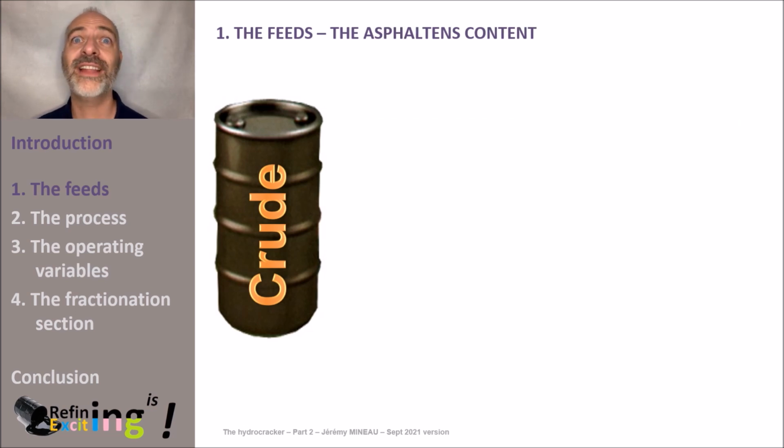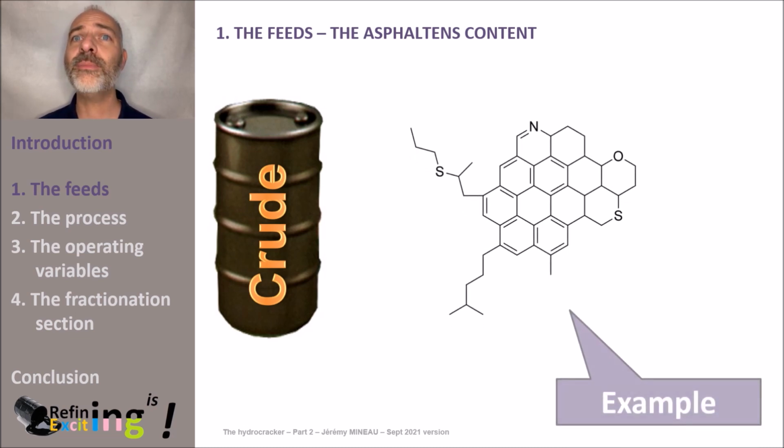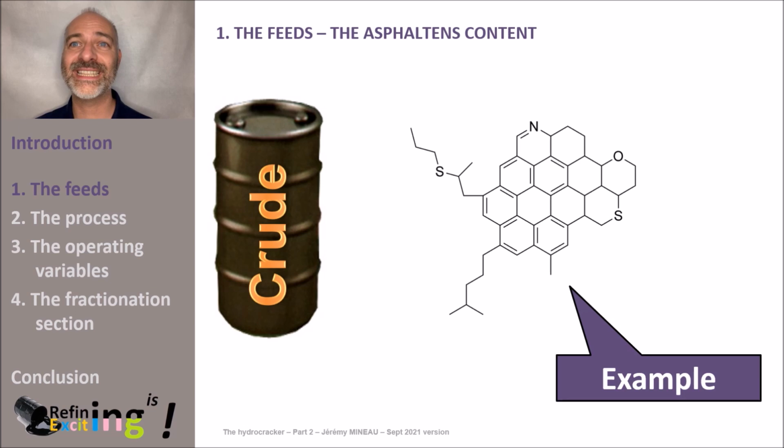Finally, we also look at the asphaltene content in the VGO cut. But by the way, what is asphaltenes? These are long-chain molecules with several aromatic structures. Here is an example of the molecular structure of an asphaltene. They can also be defined as what is not soluble in heptane. These molecules tend to poison the catalysts, which is why we limit their content in the hydrocracker feed.